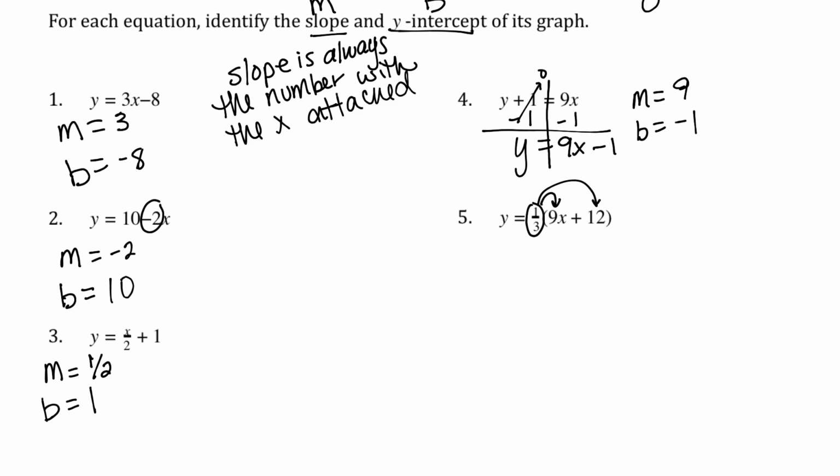So 1/3 of 9 is 3. We'll keep our x attached to it because the x is still there. So what's 1/3 of 12? 4. What is our slope? y equals 3x plus 4. Is the x part of my slope? No, it's going to be 3. The x just tells me where my slope is. So our b, or our y-intercept, is 4.